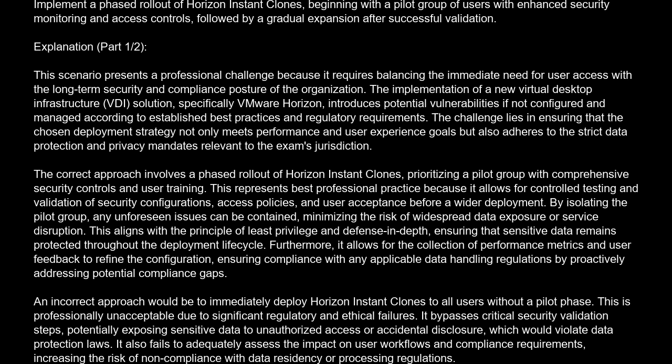An incorrect approach would be to immediately deploy Horizon Instant Clones to all users without a pilot phase. This is professionally unacceptable due to significant regulatory and ethical failures.